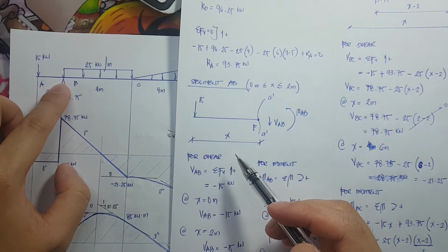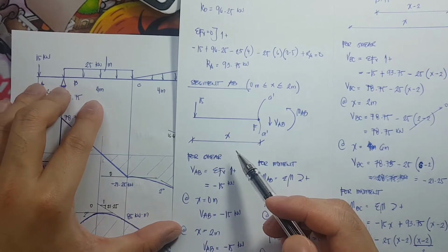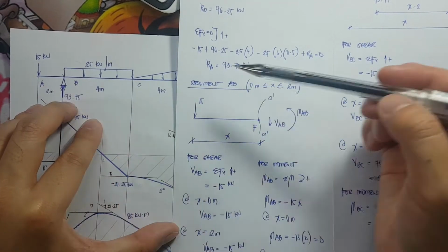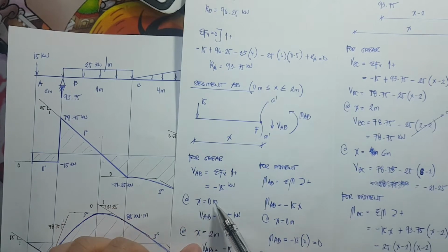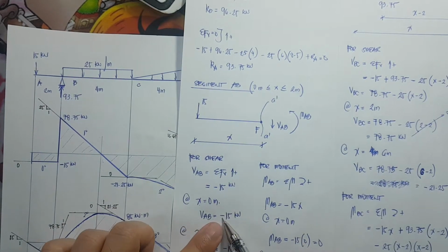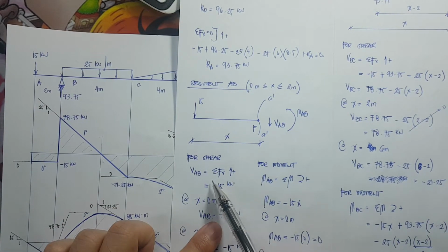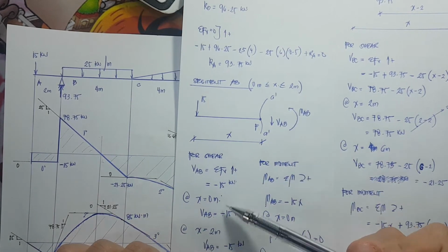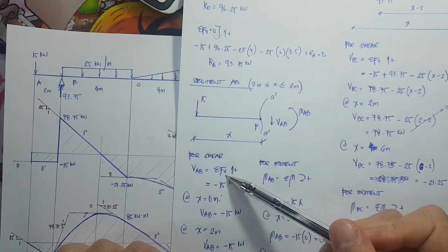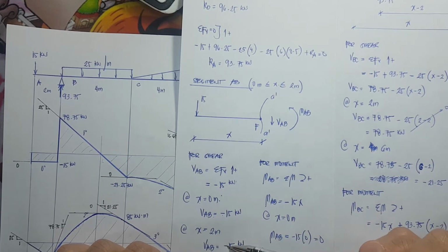Okay? So what are the distances from point A to point B? So x is equivalent to 0 meters. Shear AB is equivalent to negative 15. At x is equivalent to 2 meters, shear is equivalent to negative 15. Okay?